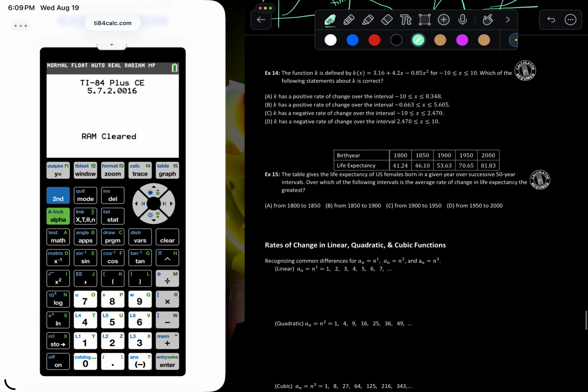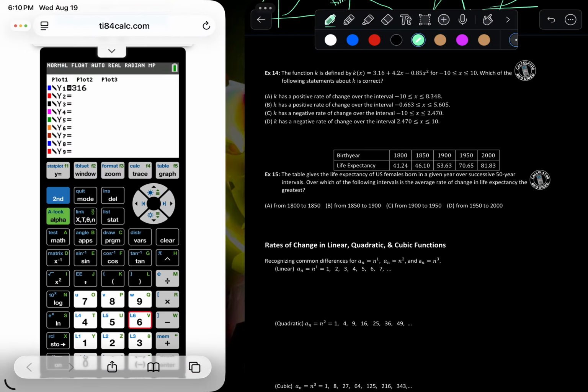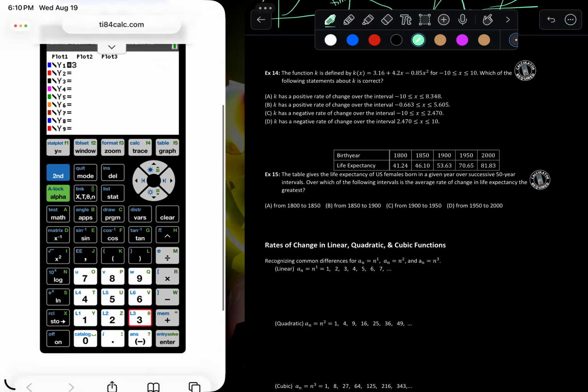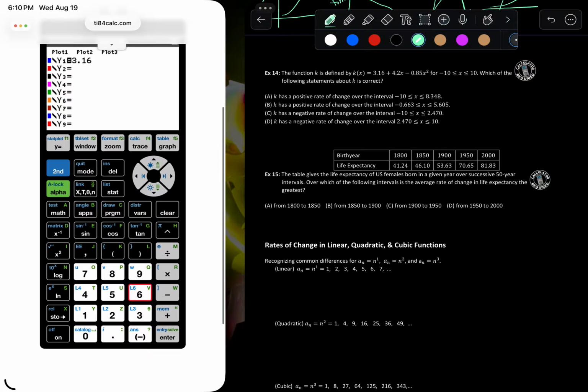Okay, so number 14 says the function k is defined by k of x equals 3.16 plus 4.2x minus 0.85x squared for negative 10 to 10. Which of the following statements about k is correct? Okay, so let's go ahead and type this in. 3.16 plus 4.2x minus 0.85x squared.